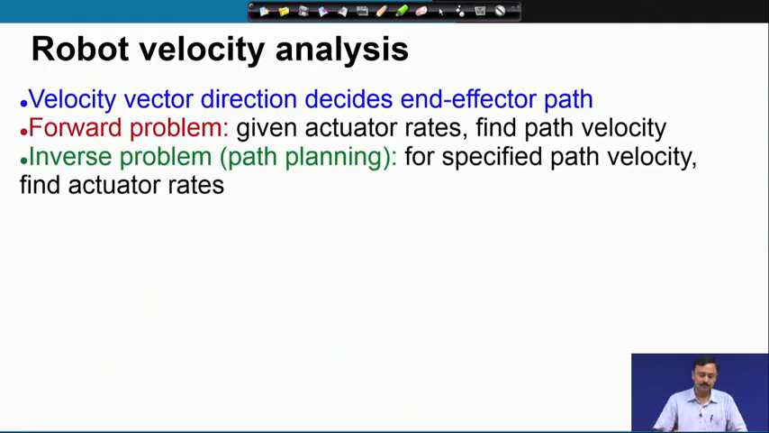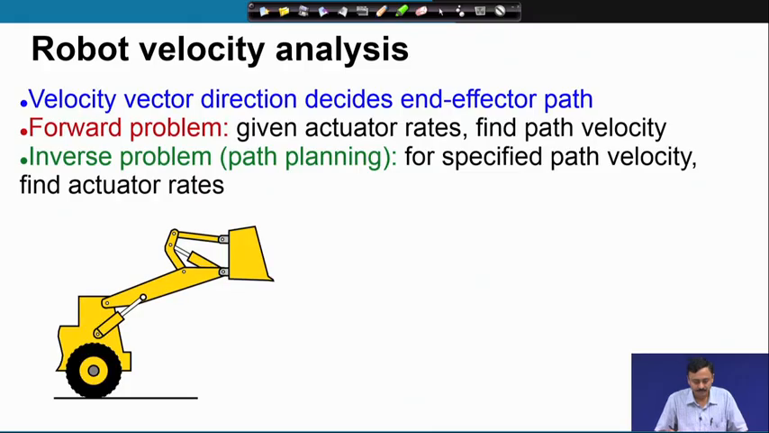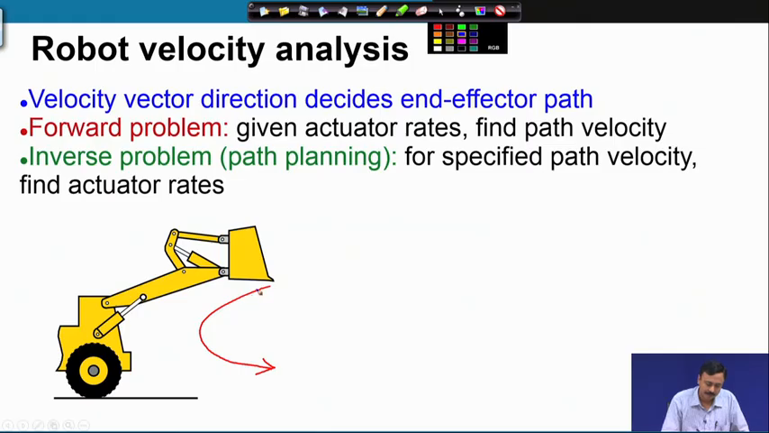The inverse problem, also called path generation or path planning, is just the reverse. That means, for a given path velocity, you have to find out the actuator rates. Now, the path velocity can be determined if the path is specified. If the path is specified, I take tangent vectors along the path, and hence I can find out the tangent vectors, and these must be the velocities along the path.